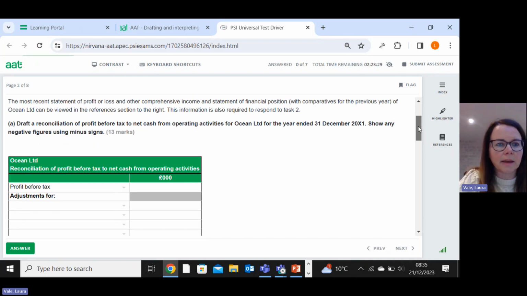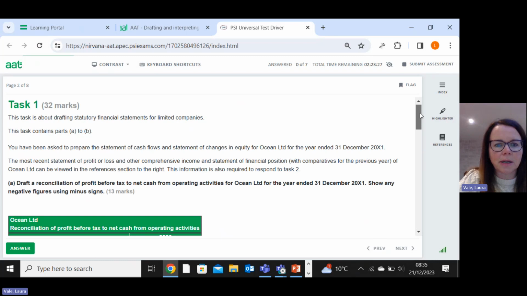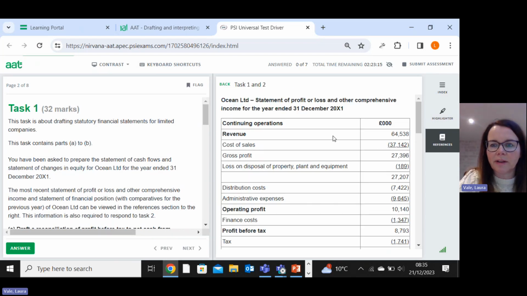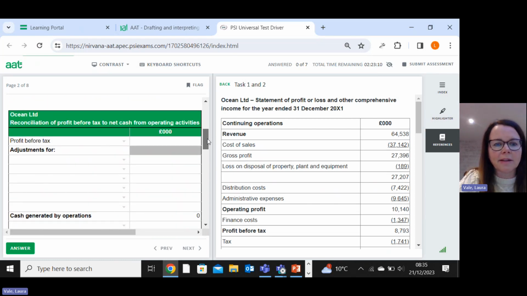Where's the information that I've been given? I think I need to... it can be viewed in the references section to the right. So I've got to have this open like this on this task. Right, so I've got my profit before tax, which is 8793.